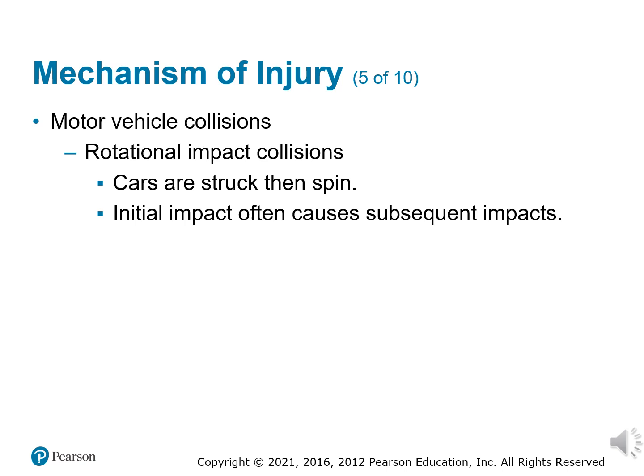Then we have the rotational impact collisions. These involve cars that are struck and then spin. The initial impact often causes subsequent impacts. So the spinning vehicle strikes another vehicle or possibly a tree, as in a rollover collision. And this can cause a multi-pattern injury.